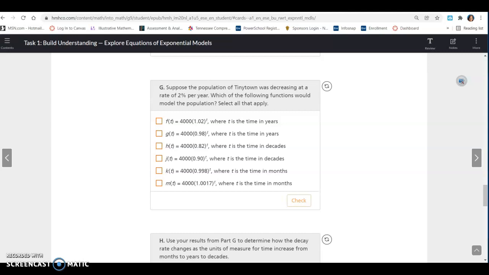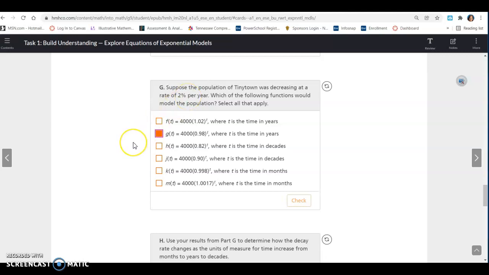All right, it says, suppose the population in Tinytown was decreasing at a rate of 2% per year. Which of the following functions would model the population? Select all that apply. All right, so if it's decaying by 2%, that means we're taking 2% away instead of adding 2%. So for in years, 1.02 is a growth rate. And if you subtract 2% from 1, you get 0.98. So the first correct answer here would be this one. And again, it's because it says was decreasing at a rate. Decreasing means now we're looking at exponential decay.